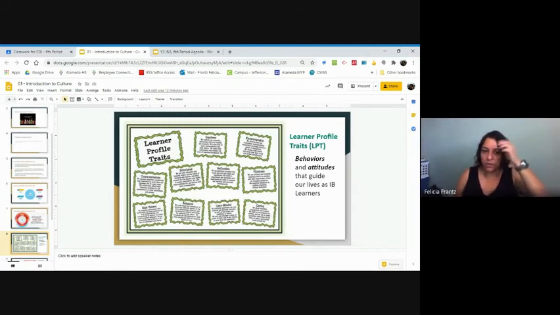We have our learner profile traits in IB. And so, talking about culture norms, these are the behaviors and attitudes that guide our lives as IB learners. You are graded on these in the majority of your classes. So we're constantly looking for you to display these attitudes and behaviors, and we highlight them in the lessons so that you can see what some examples look like.